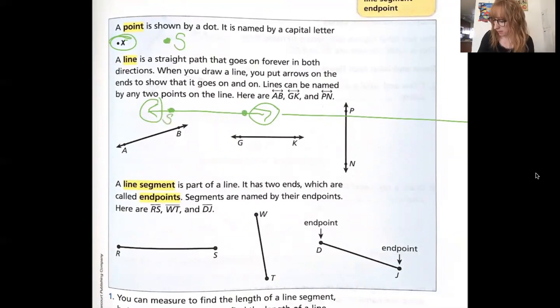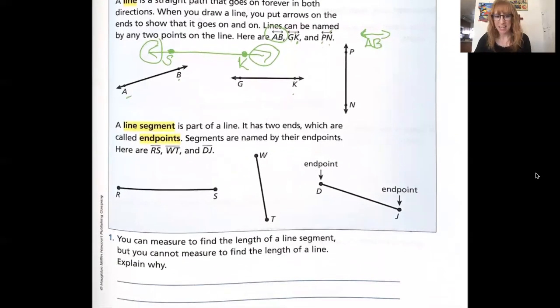And again, they can be named with anything that we want, okay? So they have some examples here: line AB, line GK, and line PN. And when we write the line down, we write it like this. That's how we label, how we tell what we're talking about. So we always have this label here, and we read it as line AB, or line GK, or line PN.